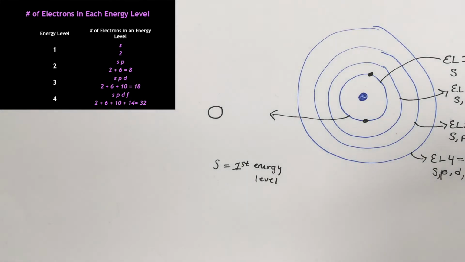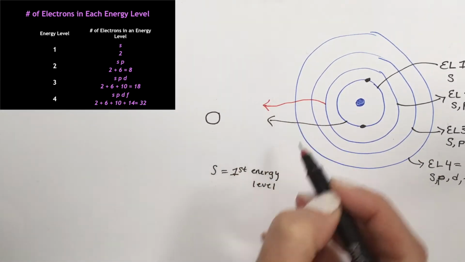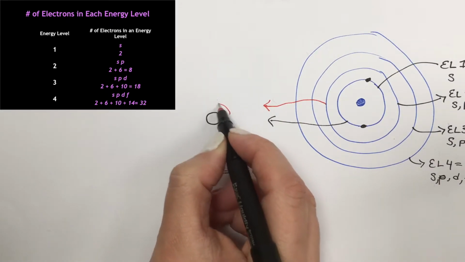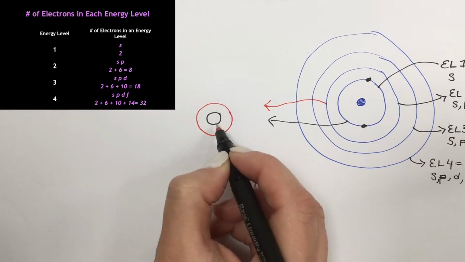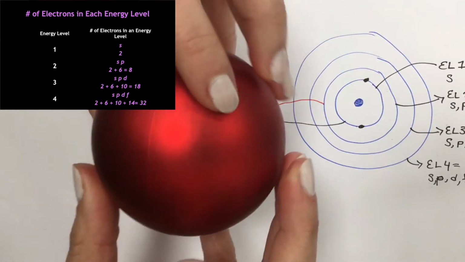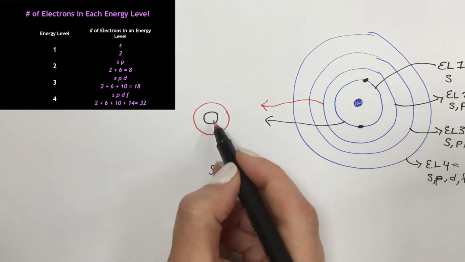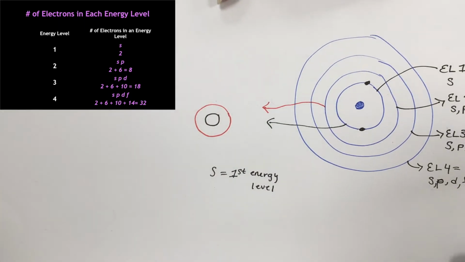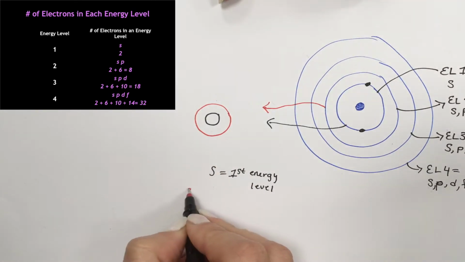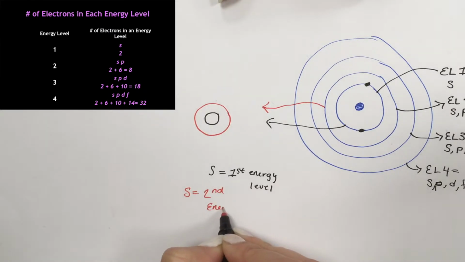Now, the second energy level also starts off with the sphere, but it's going to be bigger than the first one, and covering it. And remember, it's a sphere, so it's spherical, it's not a flat circle. So you actually no longer see this one. So this would be the S for the second energy level.